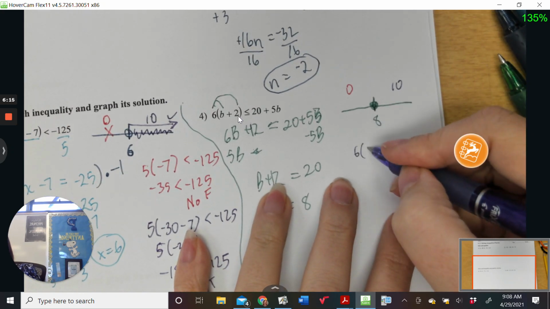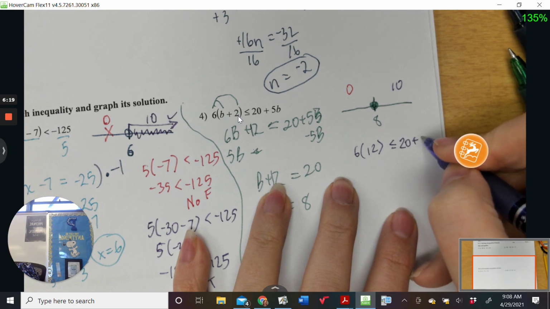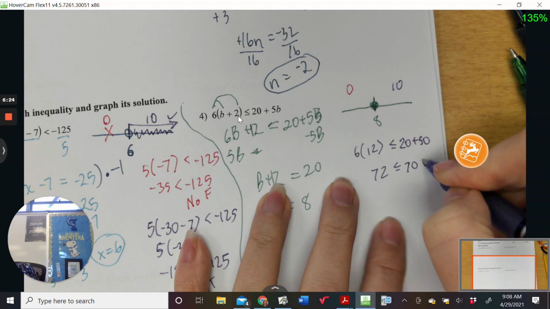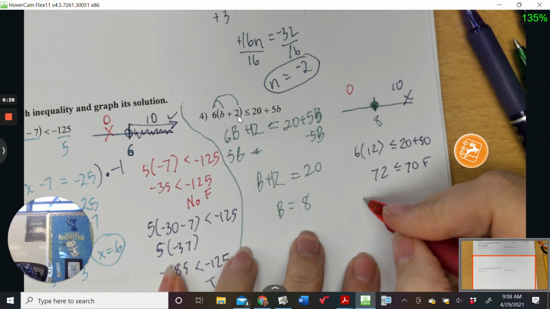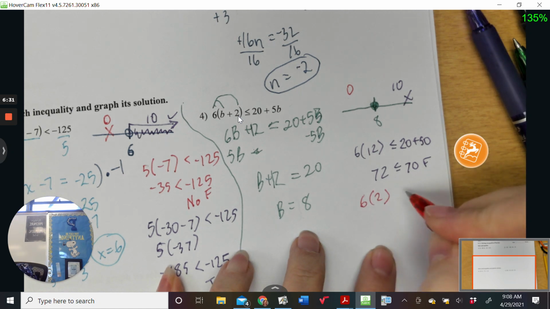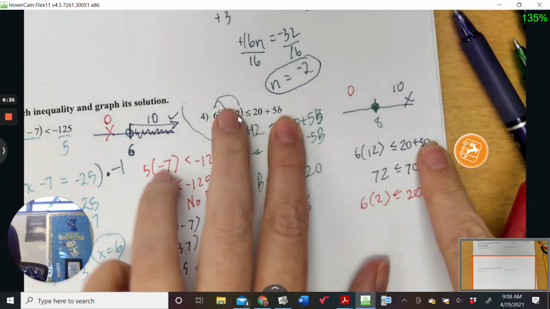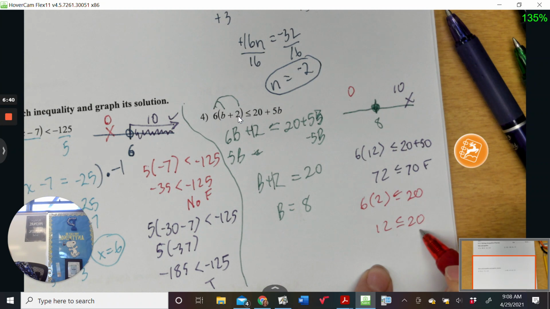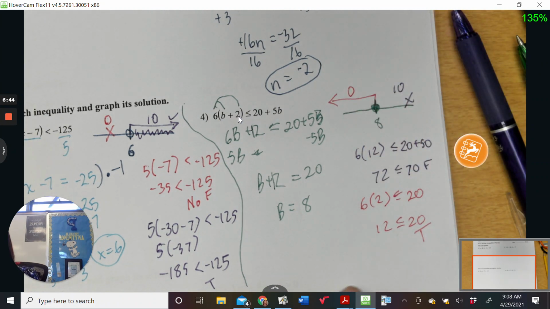I get 6 times 12 is less than 20 plus 50, which is 72, is less than 70, which is false. Then I'll test 0. 6 times 2 is less than or equal to 20, because the b's are going to be gone. And so that's 12 is less than or equal to 20, which is true. So my answers are over here this time. That's it. That's all there is to it.